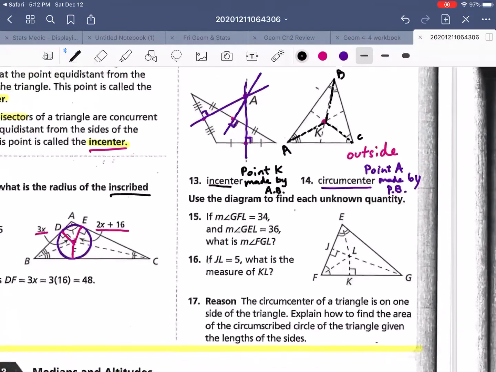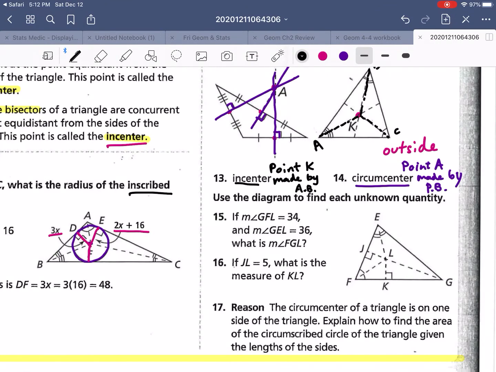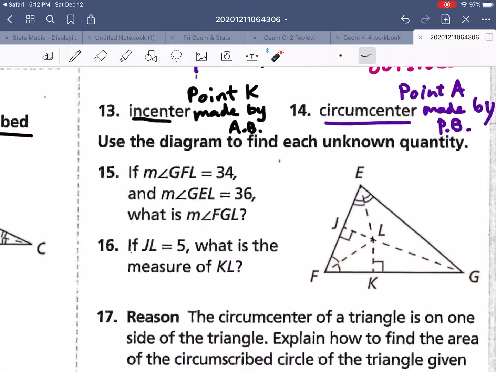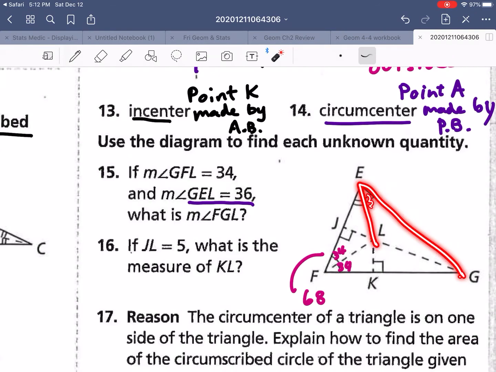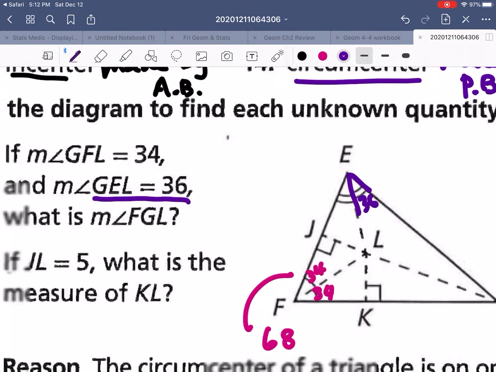Nice. So what happens with 15? It says GFL is 34. So let's zoom in. That means this would be 34, and that would be 34. So the whole thing is 68. 68 was cut in half, 34 and 34. What is GEL? GEL is 36. So this is 36 and this is 36. So the whole thing had to be 72.